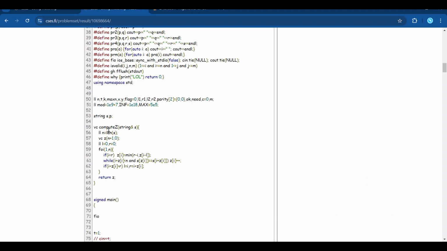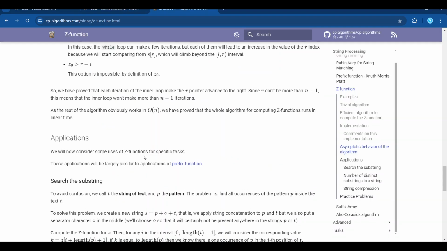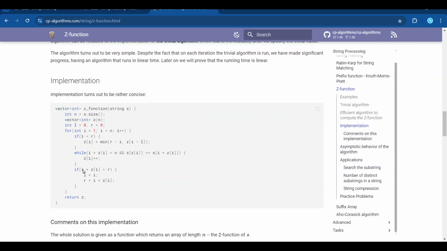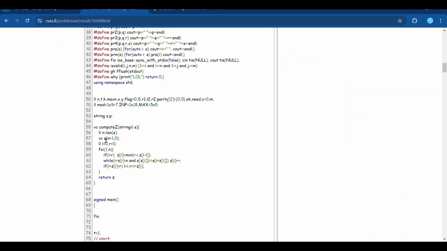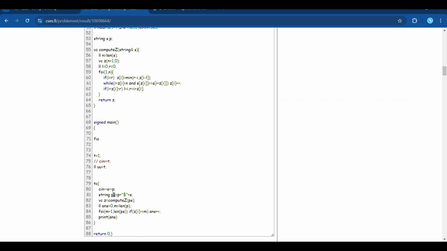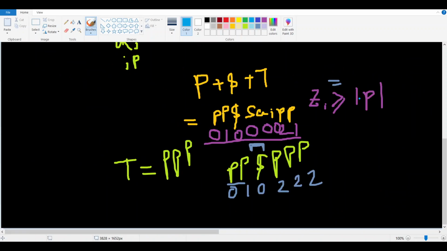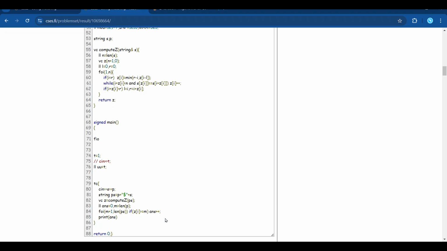So here the compute Z function is here. Now we are taking n as the length of S, and this part is the same as here. I have just copied the code from this and used it here. So this compute Z function is exactly the same. Now we are taking ps as p plus dollar plus s. Now we are computing the Z function. Now we start from m plus 1 and we check if Z of I is greater than or equal to m. But I have already explained that we can only take Z of I equal to the length of p. Then we increment the value of answer.